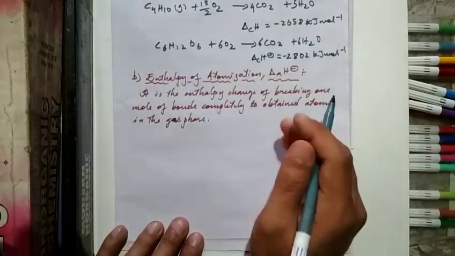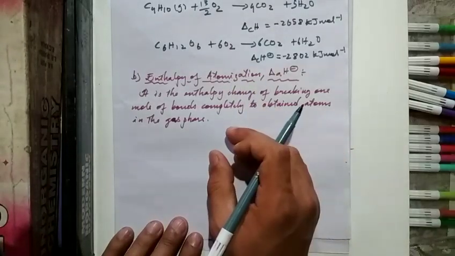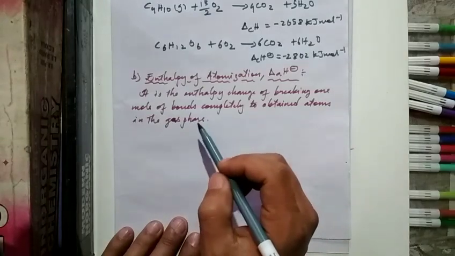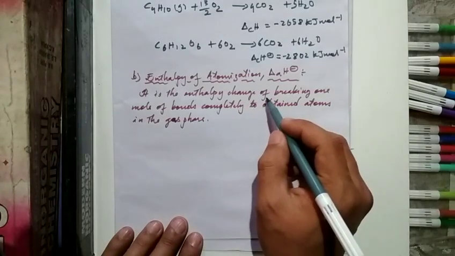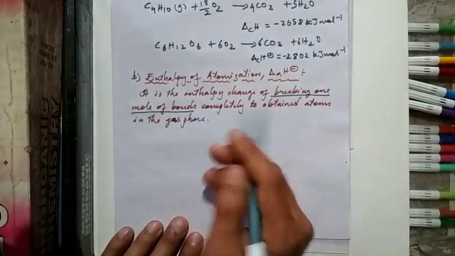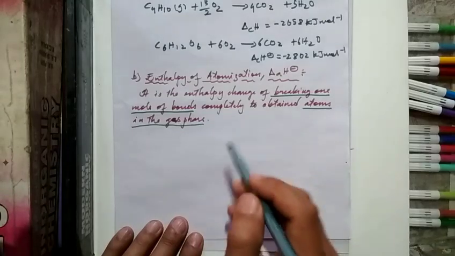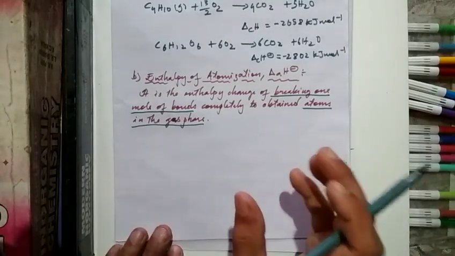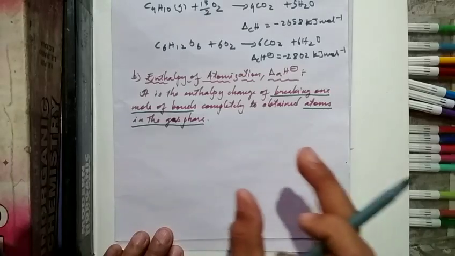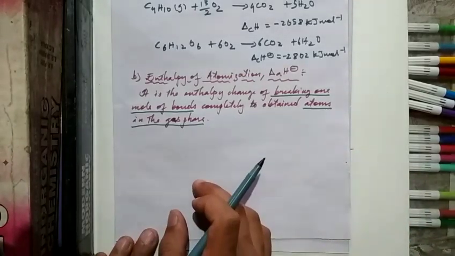Now let's see the next one, enthalpy of atomization. In this case, atoms will form. So it is the enthalpy change involving breaking of 1 mole of bonds to obtain atoms in the gas phase. So this is the change when 1 mole of bonds is broken to get atoms in the gaseous phase.